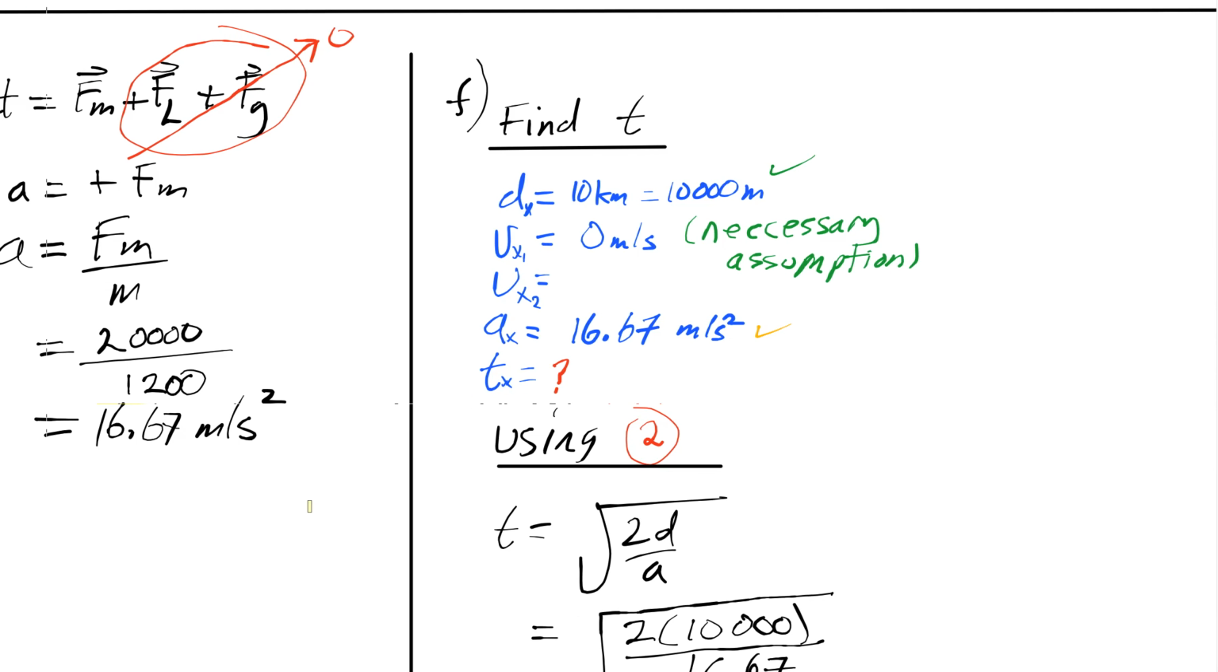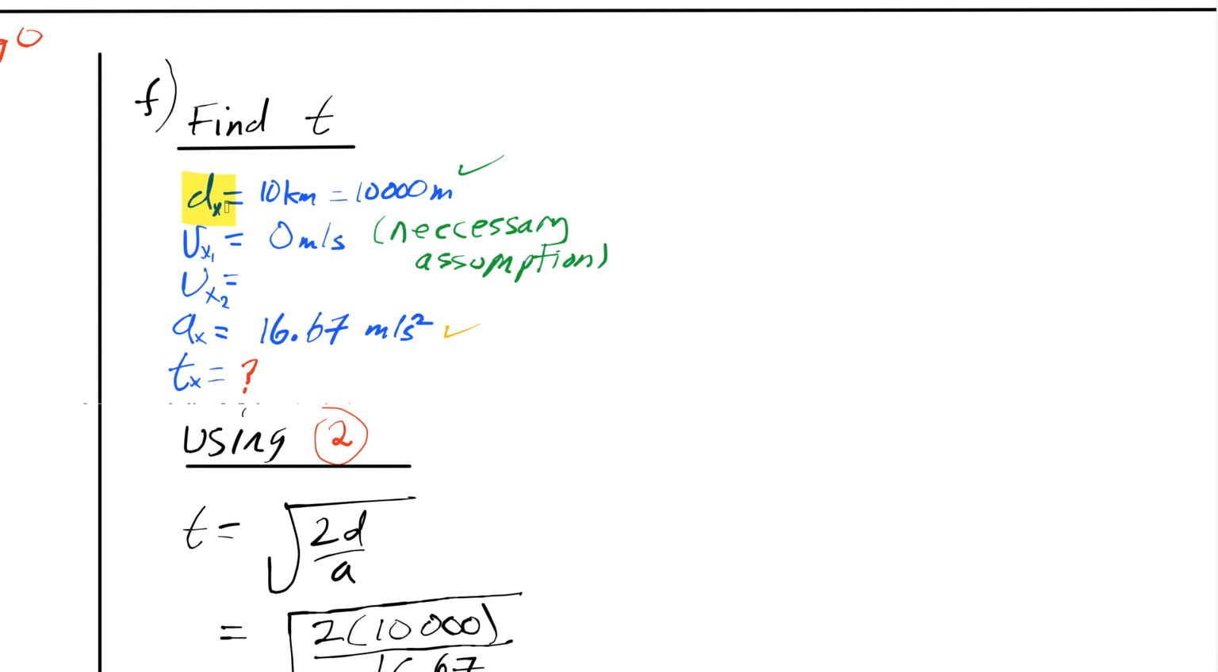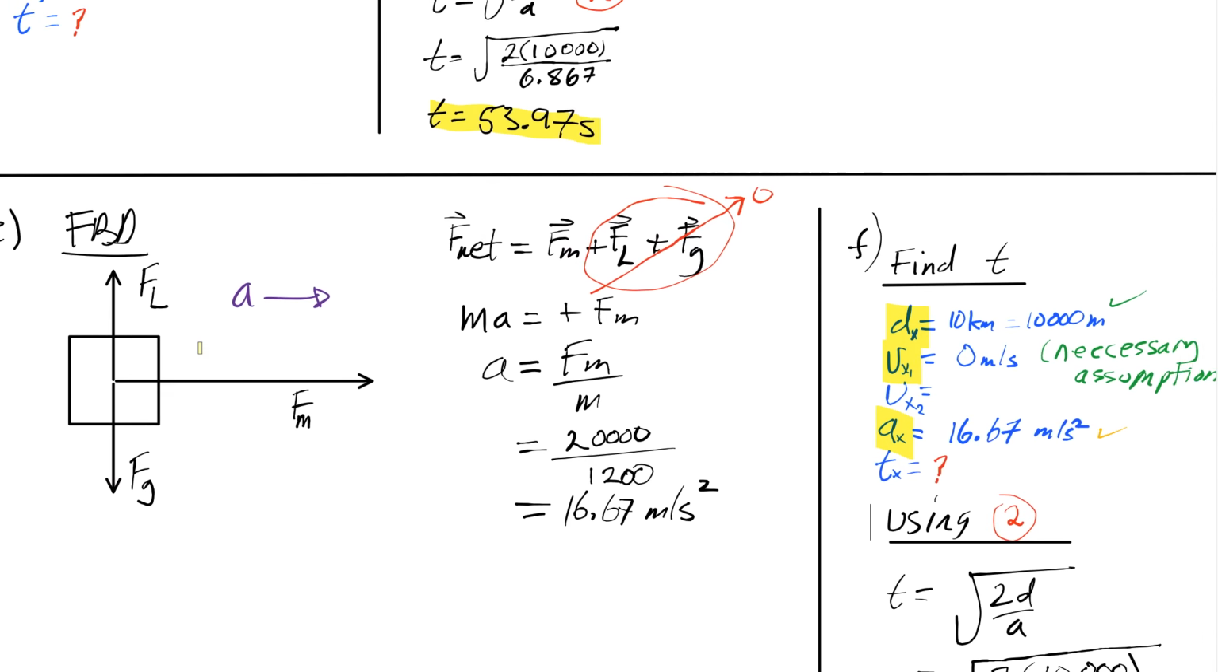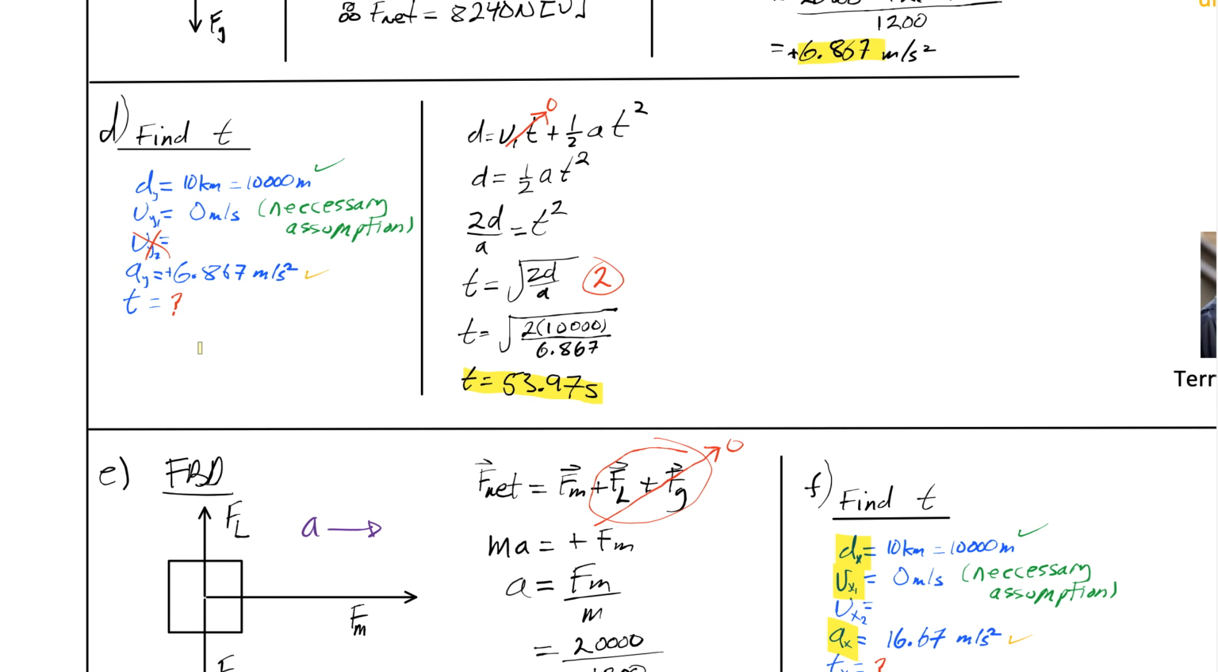Part F, we're looking for the amount of time it takes to reach a distance of 10 kilometers or 10,000 meters. Again, we have a necessary assumption that the initial velocity in the x-axis is 0 meters per second. Rocket starting from rest, basically. We have no idea what the v2 is, and we don't need it because we have enough information. We have our dx, our v_x1, our a_x, and we're looking for our time. And quite conveniently, it's the same formula that we used in part D, because in part D, we had the same kind of information.